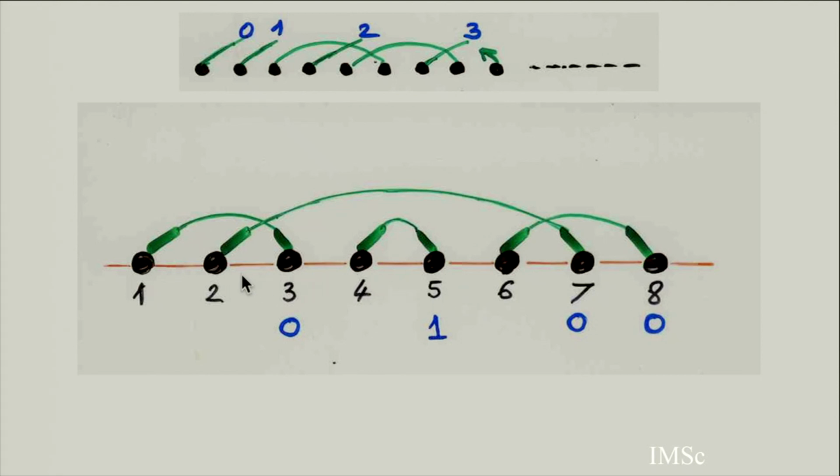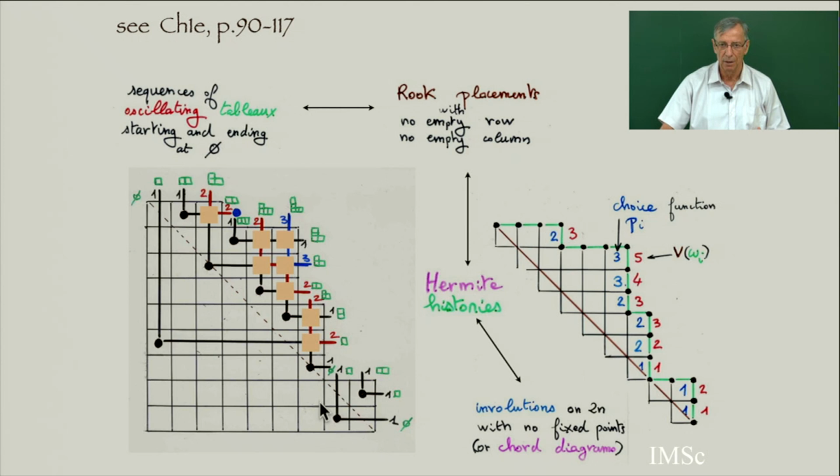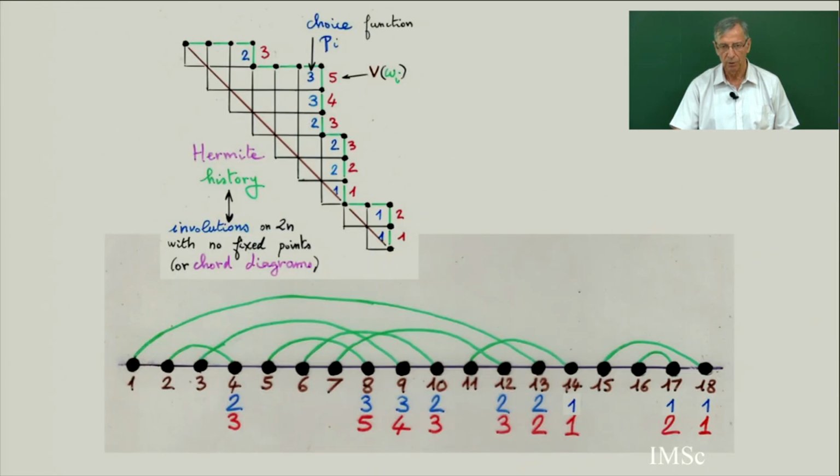So we have seen this Hermite history. In fact, if you remember, there was a sequence of oscillating tableaux in the local rule, with the shadow line, the local rule, this was the q, the inversion, and the sequence of this was in bijection. This was a rook placement. It was in bijection with this Hermite history. So we have seen this. If you go back to this chapter, there was a bijection with Hermite history. This is exactly the same.